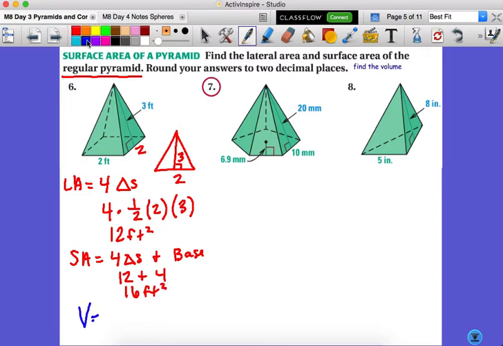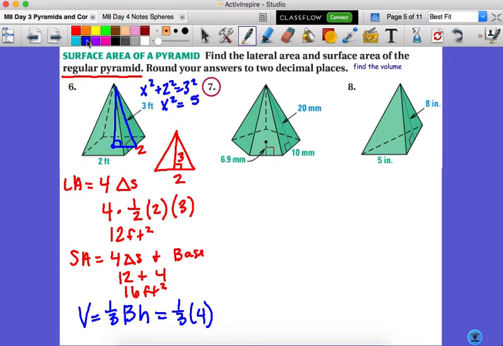For volume, anytime we come to a peak at the top, we're going to do 1/3 the area of the base times the height. So 1/3 of 4 times our vertical height. Again, your vertical height comes from the center of the figure straight up. So we don't have that information here. But again, I can form a right triangle where I've got x squared, or the height squared, plus 2 squared would equal 3 squared. So I really have 9 minus 4, which is 5. So x squared equals 5, which means this is the square root of 5.